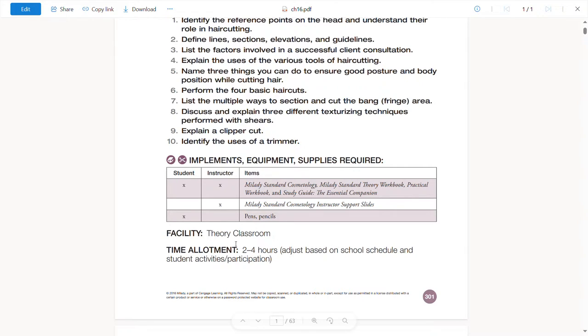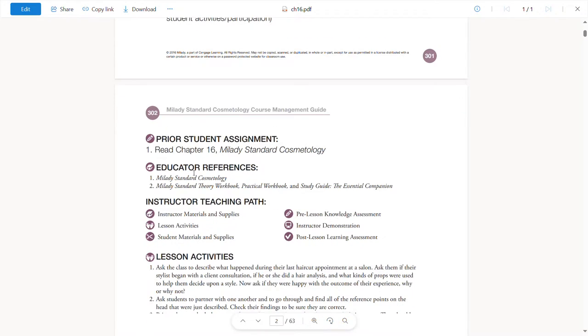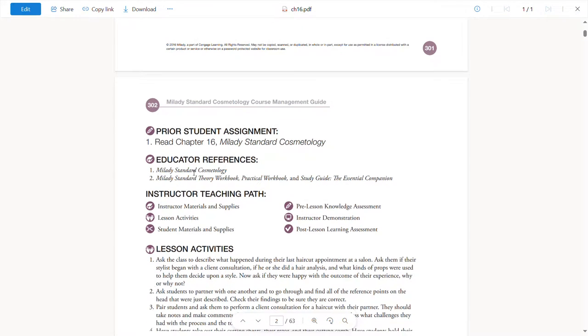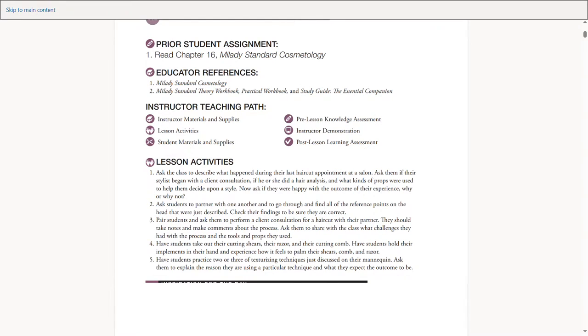Facility, you can just write theory classroom. Time allotment, you can write 15 to 20 minutes, which is the time window for your lecture, and 25 to 30 minutes, which is the time window for your demonstration. Prior student assignment, have something here. You can just say, before the lecture or before this lesson, students will have to have read whatever chapter in your textbook. And that's fine. And then don't worry about these educator references or instructor teaching path or anything like that. As long as you have all those things I just mentioned, you'll be good.